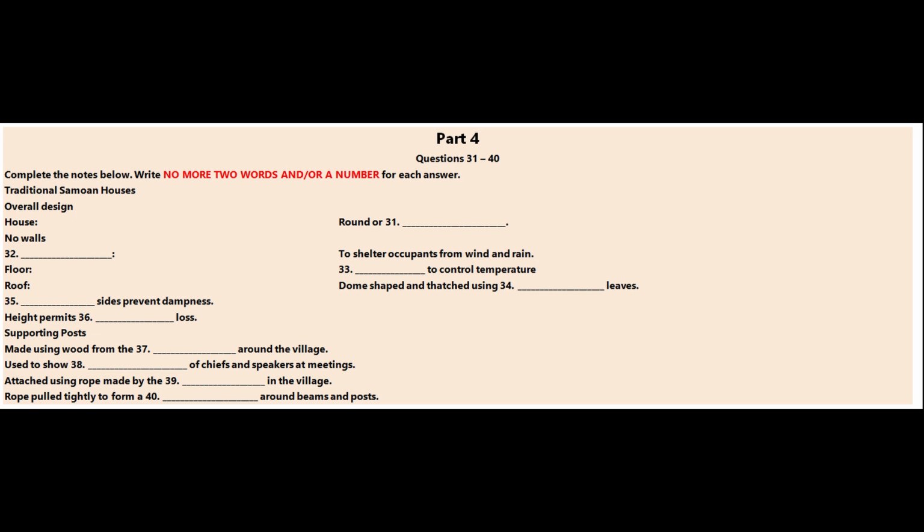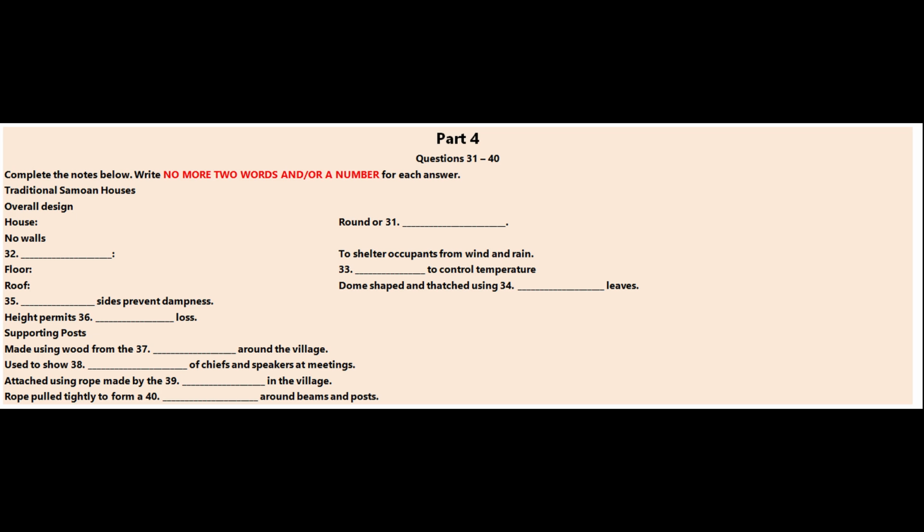Now, these posts were a very significant part of Samoan culture and did much more than hold up the roof. When there were meetings, people sat with their back to certain posts, depending on their status in society. So there were posts for chiefs, according to their status, and posts for speakers, and so on. And ordinary people sat around the side on mats.